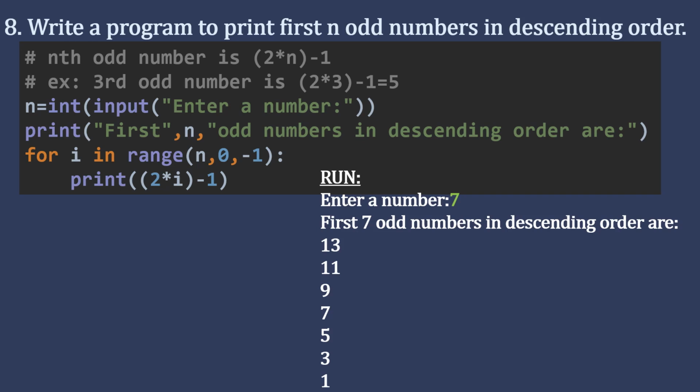Once you run the program, let's say the number you want to enter is 7. Then the first 7 odd numbers in descending order are like this. The seventh odd number is 2 into 7 minus 1, that is 13. And the sixth odd number is 2 into 6 minus 1, that is 11. Like this, you'll get till the lowest odd number, that is 1.